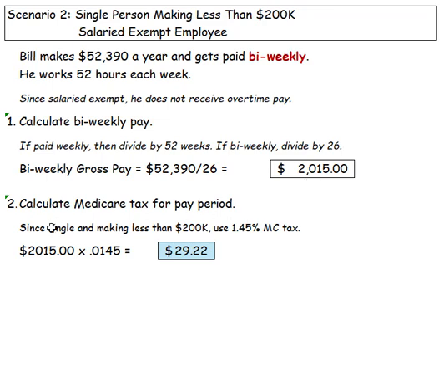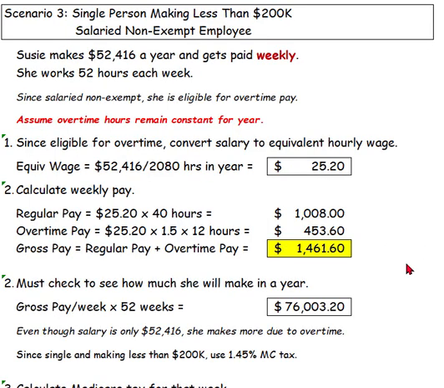$2,015. Since he's single and he makes less than $200,000 in a year, we're going to use just the 1.45% Medicare tax. So we take the $2,015 for the biweekly gross pay times the 1.45%, and his Medicare tax payment for that pay period would be $29.22.